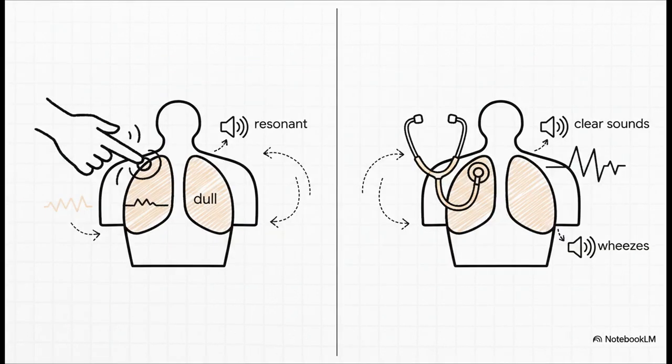And finally, we tap and listen. With percussion, you're listening for a nice, resonant, hollow sound over healthy lung. If it sounds dull, that could mean fluid. Then, with auscultation, you're listening for normal, clear breath sounds, and you're actively hunting for any abnormal sounds like crackles or wheezes. And the golden rule here? For both percussion and auscultation, you have to compare one side to the other.